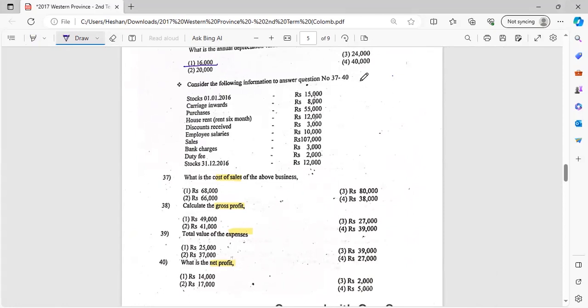Right, so I'll write it here. Sales minus cost of sales: opening stock plus purchases, carriage inwards, loading and unloading cost, keep two lines, cost of goods to be sold, minus closing stock. Then we can calculate the gross profit.